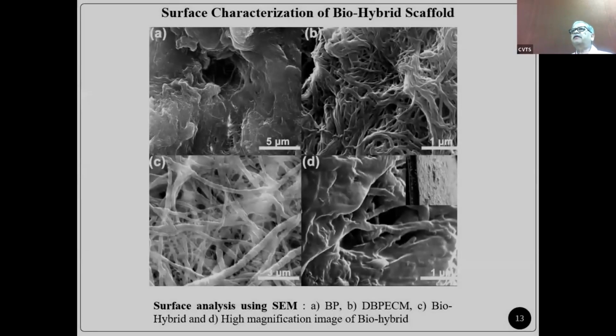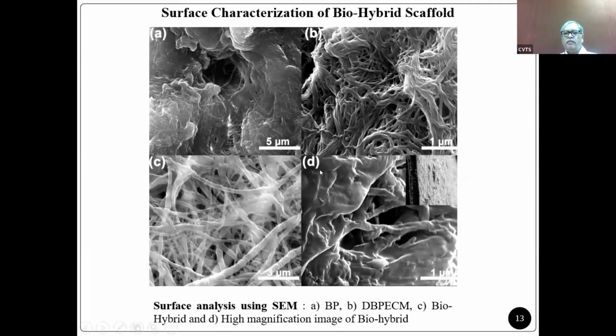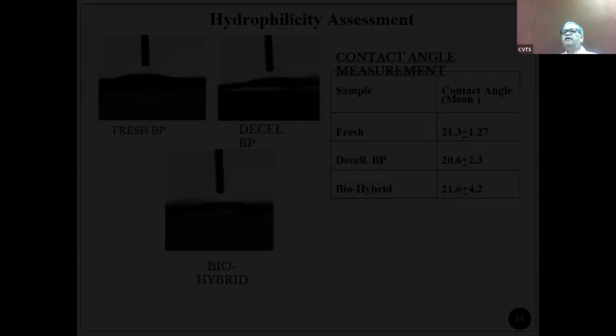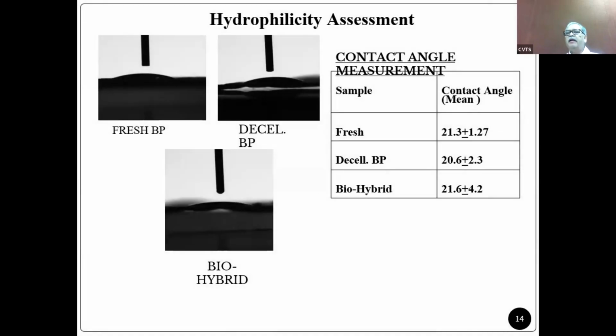And this is surface characterization of the biohybrid scaffold. This is A and B, basically you can see them. These are the bovine pericardium, and this is the decellularized bovine pericardium, and this is high resolution C and D of the biohybrid images, which clearly shows there are groups there, the matrix is stained, and they are connected on top of the tissue. Then we check hydrophilicity with the contact angle measurement, and you can see the fresh bovine pericardium and the biohybrid are more or less the same. And this is the angle test we do with the measurement in this one.